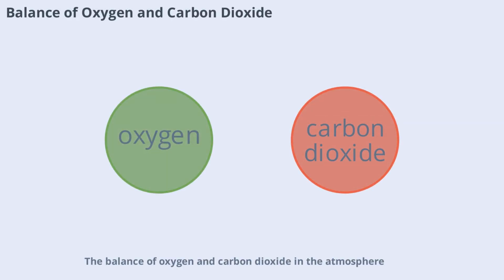The balance of oxygen and carbon dioxide in the atmosphere is maintained through respiration in animals and photosynthesis in plants. This balance is crucial for life, ensuring that there is enough oxygen for breathing and carbon dioxide for plant growth. The interdependence of plants and animals keeps the atmosphere stable.